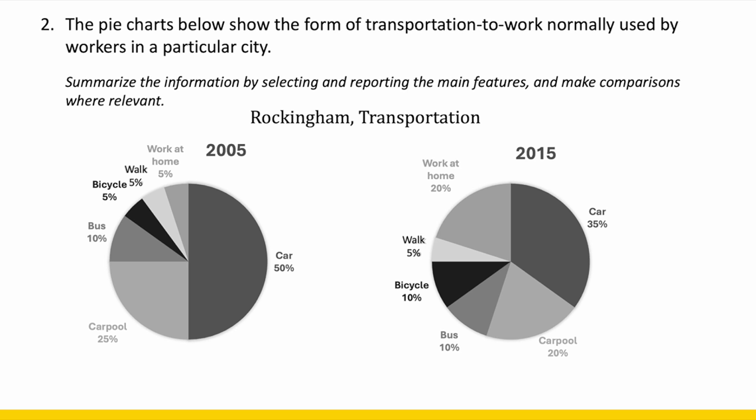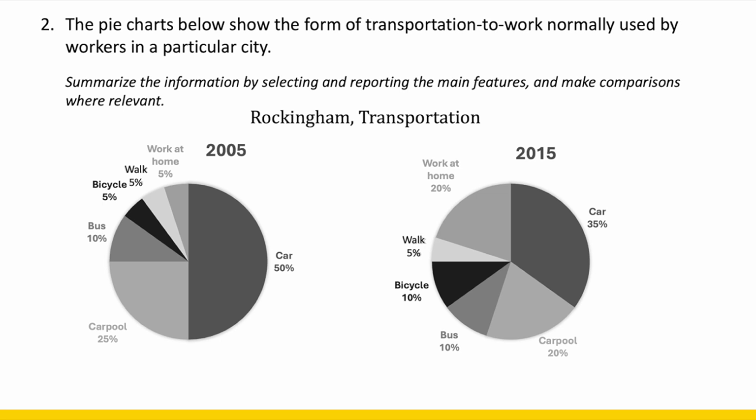So now let's go back to our pie charts. You see Rockingham, it's our title, and transportation. So it means it's about transportation in 2005 and 2015. And Rockingham represents the name of the city where it happens. So when they say a particular city, that means this is a particular city, Rockingham.